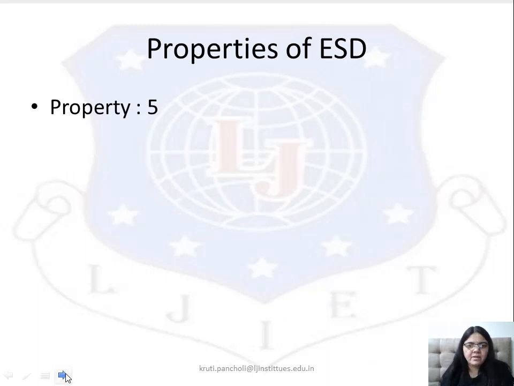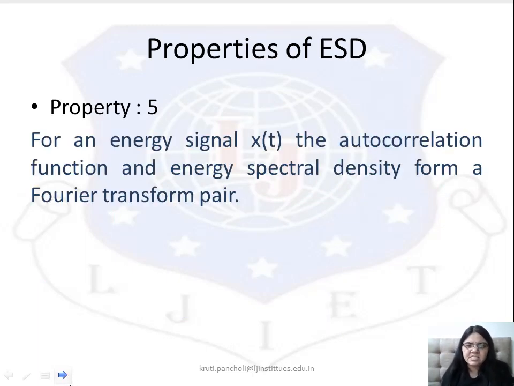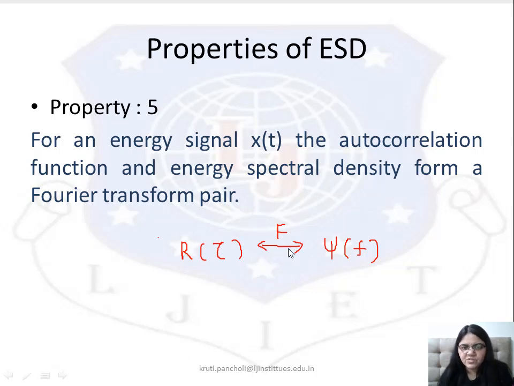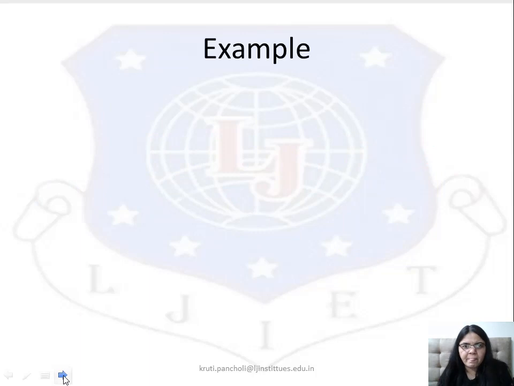Property number 5. For an energy signal x(t), the autocorrelation function and energy spectral density form a Fourier transform pair. Autocorrelation means the correlation of the function with itself. So it is denoted by R(tau), and the Fourier transform of that provides you the psi(f). We will study autocorrelation in another chapter, so right now you only have to keep this in mind. Now we'll solve examples based on this.